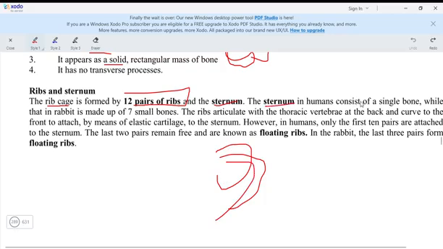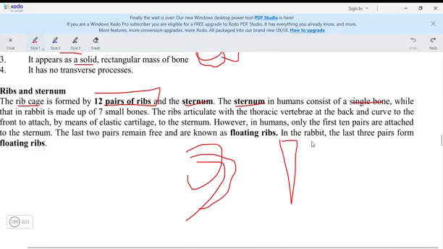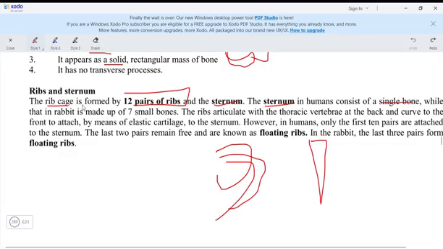The sternum in humans consists of just a single bone, one that looks like a tie, while that in rabbit is made up of 7 small bones. The ribs articulate with the thoracic vertebra at the back, and then curve to the front to attach by means of elastic cartilage to the sternum. So the ribs in front touch the sternum, and at the back they touch the thoracic vertebra, with a cartilage holding it.